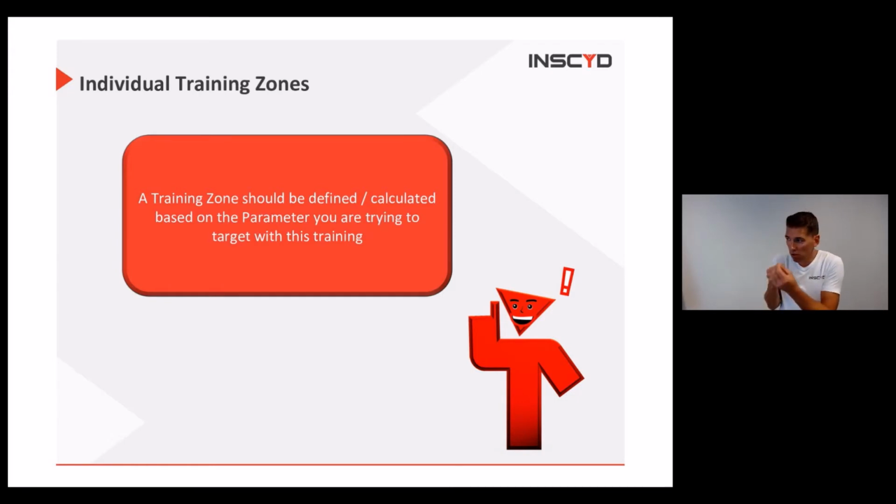Because you understand you're training different muscles. And it's very similar here. If you're interested in increasing VO2 max, well, of course you should base the training intensity on VO2 max. If you're interested in increasing fat max, something we want to look at here, then maybe it's not a bad idea to base training intensity on fat max, for example.